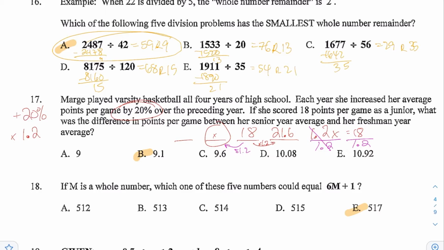So when you have 18 divided by 1.2, that's equal to 15. And you'll have to divide by 1.2 again. You get 12.5. So now you want to see the points difference between freshman year, which is 12.5, and 21.6. When we subtract, that's a difference of 9.1, which is choice B.